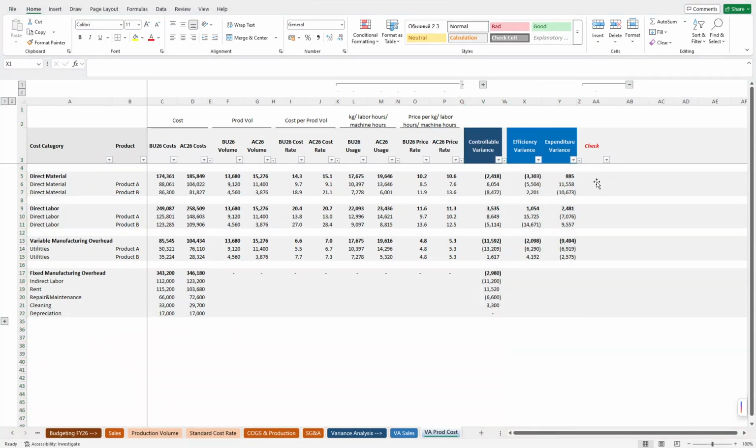So let's also bring the simple vertical sum formula to here. And now let's put the check if the controllable variance is equal to the sum of these two drivers. And it does.